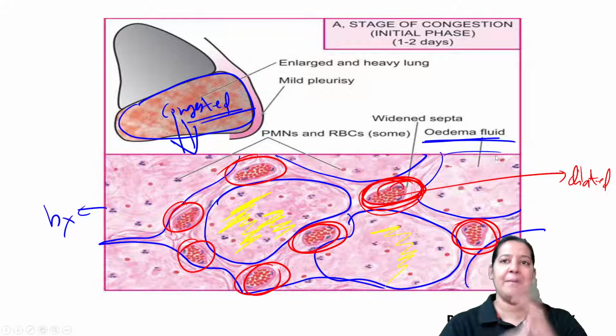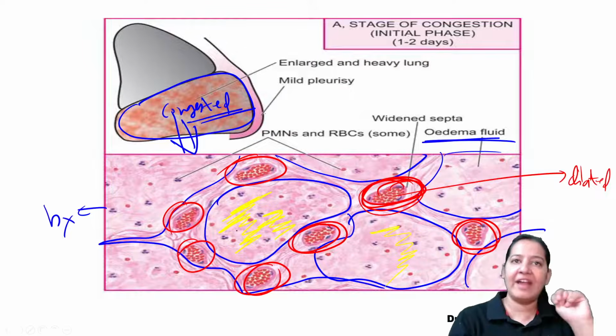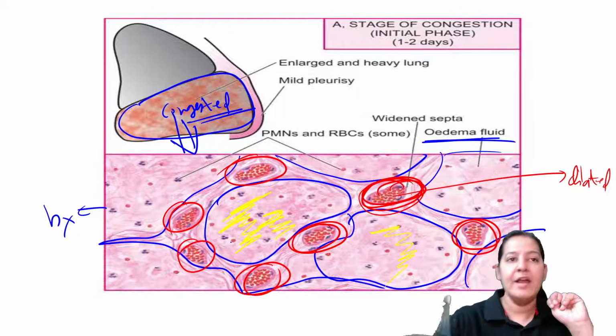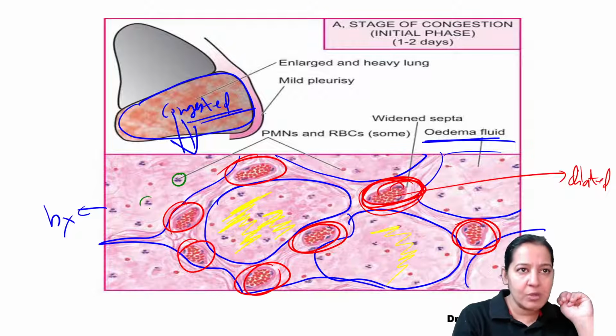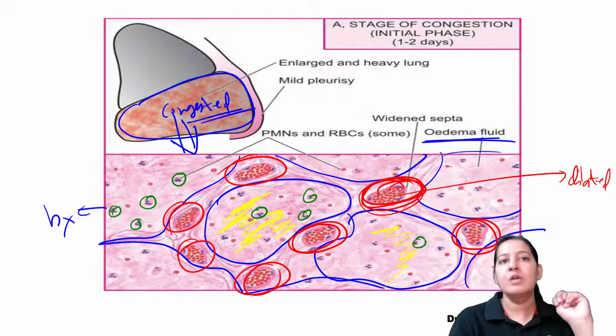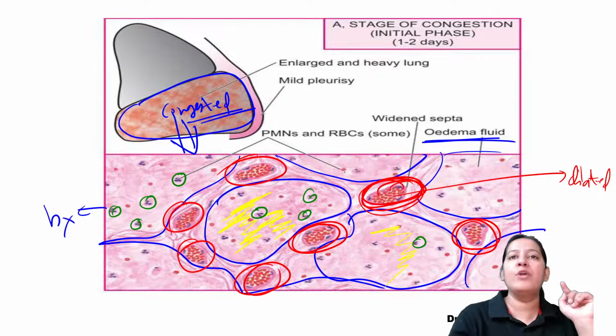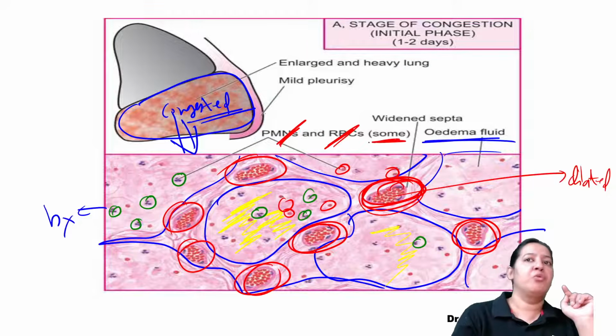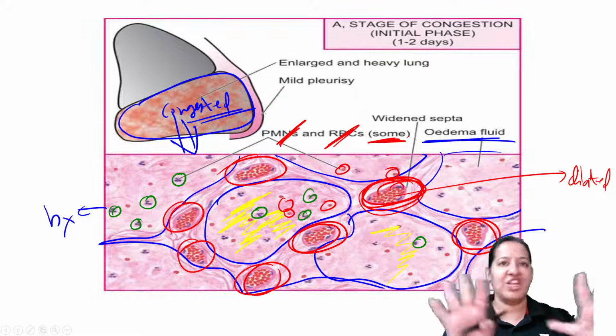If you zoom the image, what is present in the fluid? You can find 2 types of cells inside the fluid. Number 1, you can find the neutrophils. All these multilobated cells are neutrophils. So few neutrophils are there and few RBCs. Can you see the RBCs? So few neutrophils with few RBCs. Mind the word few. So that is the only change in this image.